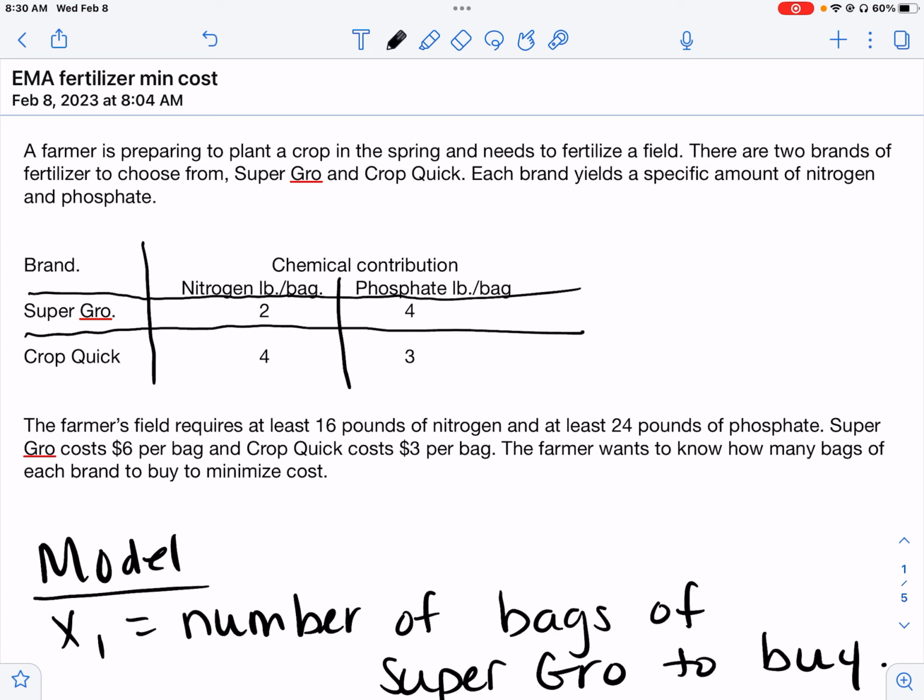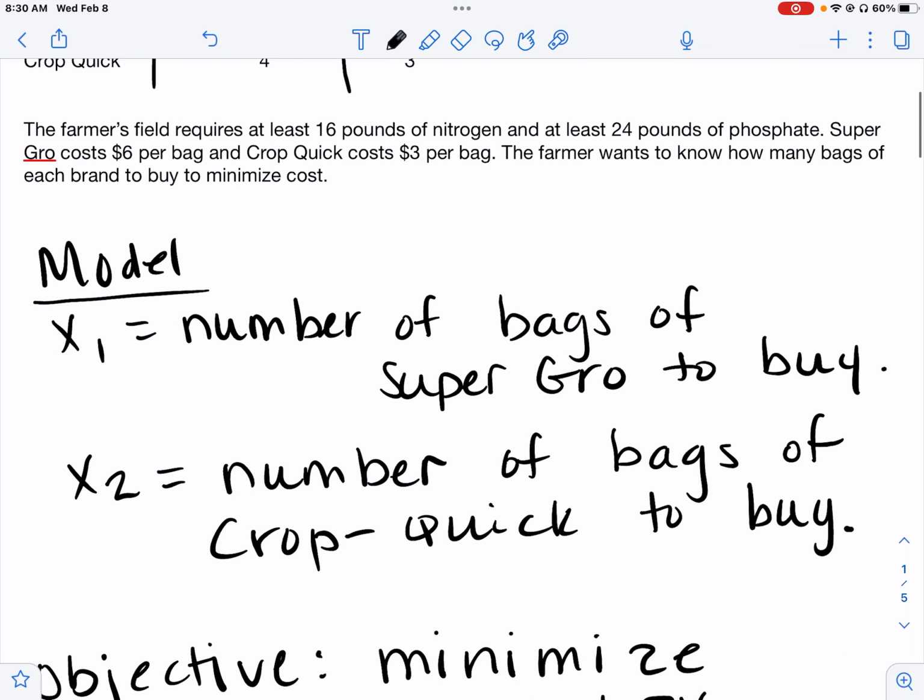The farmer's field requires at least 16 pounds of nitrogen and at least 24 pounds of phosphate. And Supergrow is $6 and Crop Quick is $3. The farmer wants to know how many bags of each. Okay, how many tells us our decision variables. So X1 is the number of bags of Supergrow. X2 is the number of bags of Crop Quick to buy.